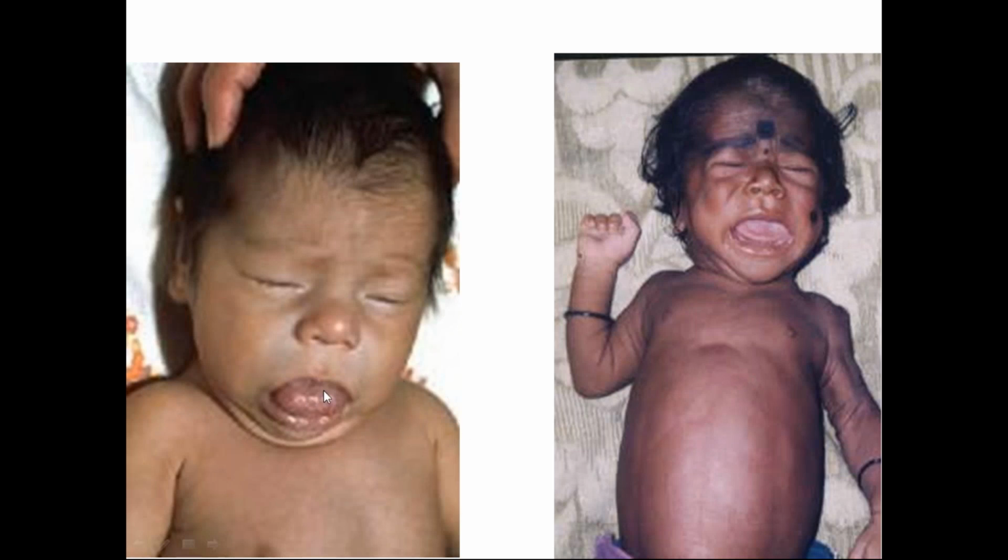This is macroglossia with a protruding tongue, and the baby is lethargic, closing eyes, not very active. This is how a cretin, a hypothyroid disorder, presents. This is another case with coarse features of the face and forehead hair. This is another picture of how it presents.